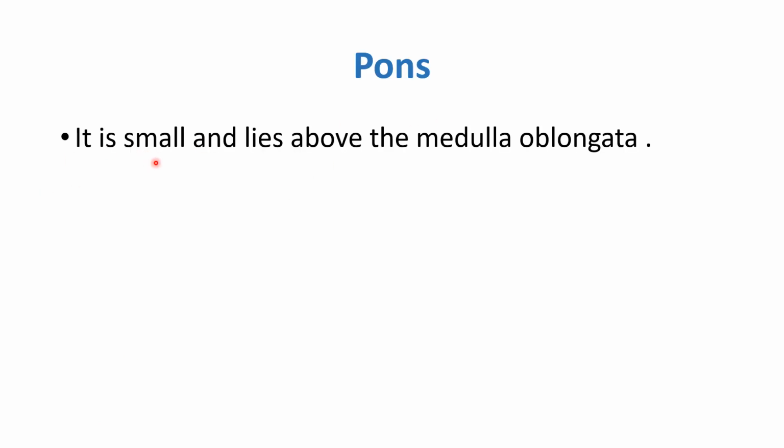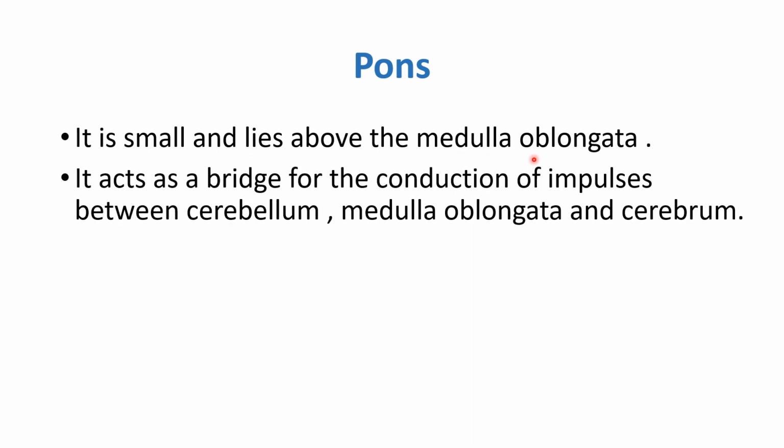We are going to start with the first part of hindbrain, that is Pons. ये बहुत small है and lies above the medulla oblongata. Medulla oblongata के बिल्कुल ऊपर present है. It acts as a bridge for conduction of impulses between cerebellum, medulla oblongata and cerebrum. और एक bridge के तौर पे act कर रहा है impulses की conduction करवाने के लिए तीन parts के दरमियान. Cerebellum जो side को करके present है, medulla oblongata जो इसके बिल्कुल नीचे present है, and cerebrum which is the largest part of the brain.